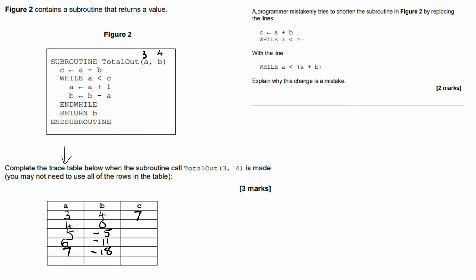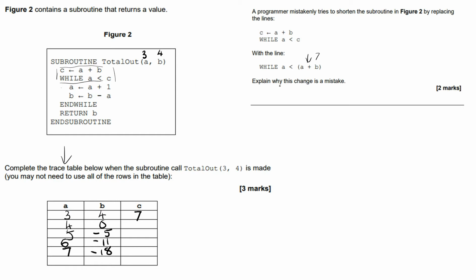So the next question, a programmer mistakenly tries to shorten the subroutine in figure 2 by replacing the lines. So if we look at C is A plus B while A is less than B, so it wants to replace this with the line while A is less than A plus B. So A plus B would make 7. So while A is less than 7. So explain why this is a mistake.